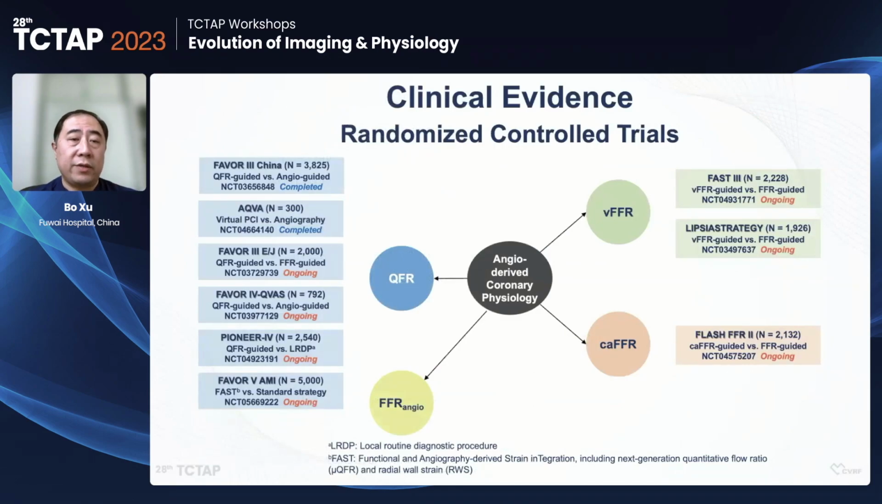FAVOR III China is the first randomized trial comparing QFR guidance versus standard angiography guidance for lesion selection of PCI, and the AQVA trial compares virtual PCI versus angiography. And you can see many head-to-head randomized comparisons, FAVOR III Europe, Japan, PIONEER 4, FAST III, RIPCORD strategy, FLASH FFR 2 are ongoing.